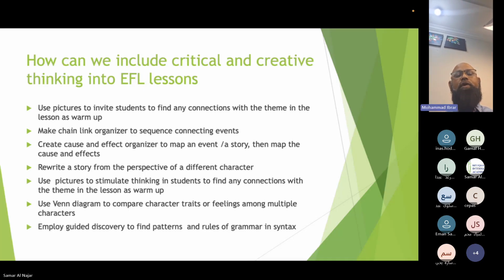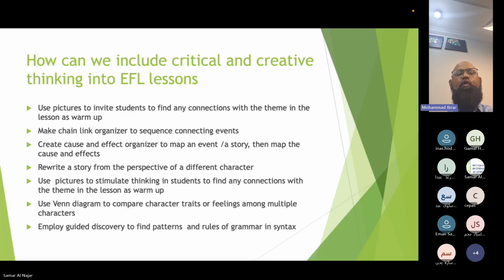Create a cause and effect organizer to map an event or a story. The map shows cause and effect. So again, you create the organizer in which cause is related to effect. For example, if your students are writing about cause and effect, how causes are connected with effects, they first have to organize which cause leads to which effect.